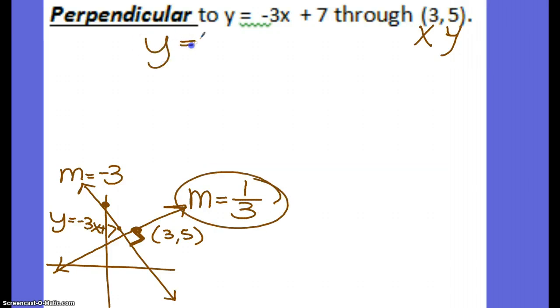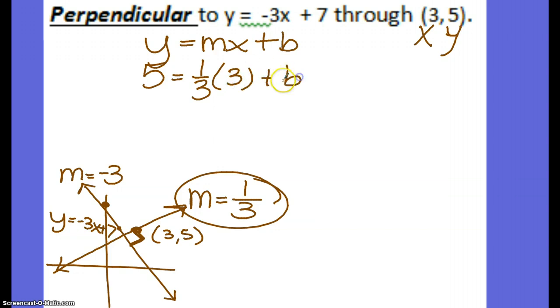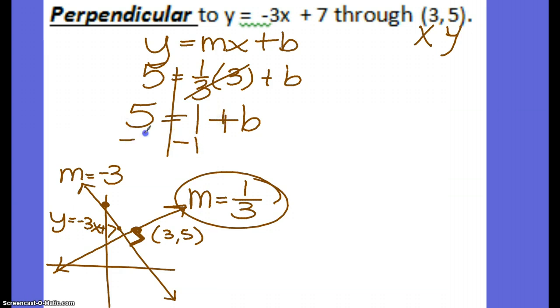So y equals mx plus b. We're going to find that new y-intercept. So y is 5, m is 1/3, and x is 3. The 3 divided by 3 is 1, so you're left with 1. And minus 1 to get 0, so 5 minus 1 is 4.